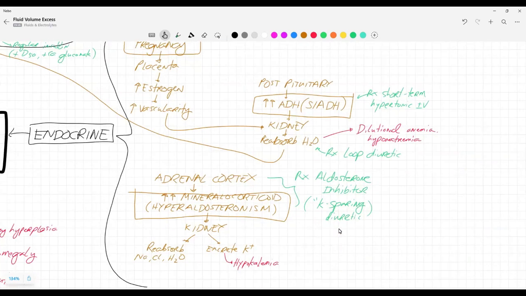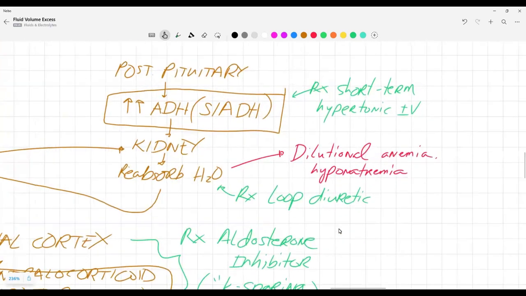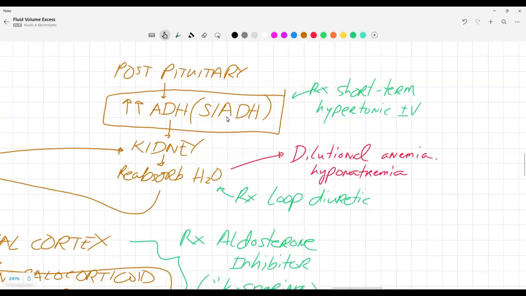In the condition of SIADH, syndrome of inappropriate antidiuretic hormone, again, we will be addressing the excessive fluid, excessive water. And so there's two things. Again, a loop diuretic to release some of that fluid outside of the body through the kidneys. And then also, they likely will have a short-term hypertonic IV.